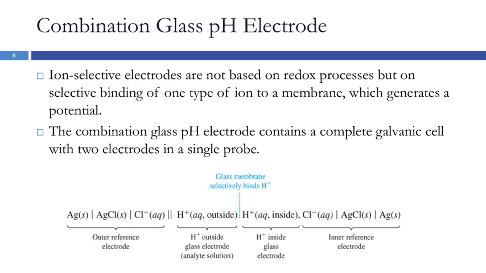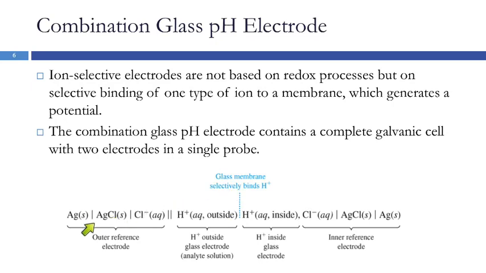So in the combination glass pH electrode, we actually have a complete galvanic cell with two electrodes in a single probe. So you don't have two separate beakers, you just have a single probe that you can dip into your sample and measure the pH. The line notation for the electrode is down here. We have two different reference electrodes. They're both silver-silver chloride electrodes. And the potential difference comes because of this glass membrane.